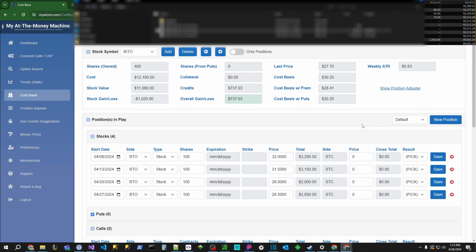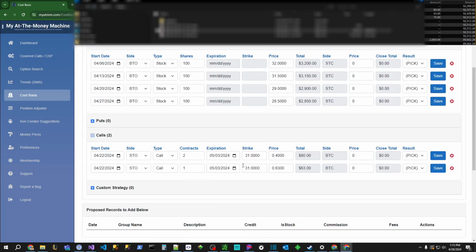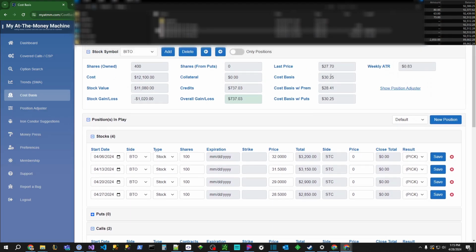But now we're going to go back over to thinkorswim to see how we can roll these positions, like these covered calls that we're going to roll over, because we can reduce it down to 3050 because that's our new cost basis. So we'll go ahead and go do that.